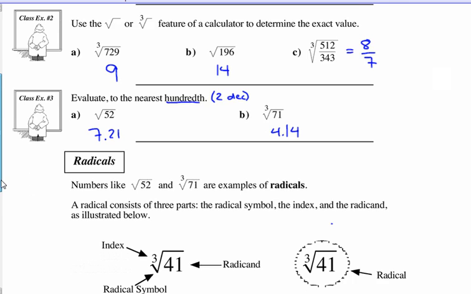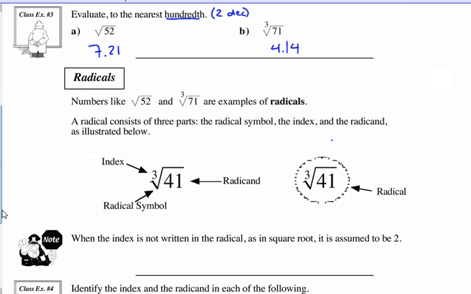Okay, radicals. Numbers like the square root of 52 and the cube root of 71 are examples of radicals. Review from last year: remember the little number that tells us the type of radical. That's our index. Our radical symbol is here, and inside is what we call the radicand. The whole thing is called a radical.